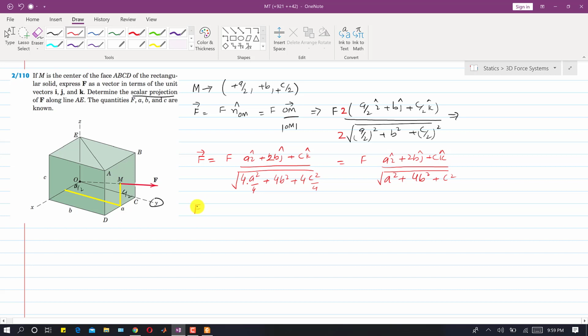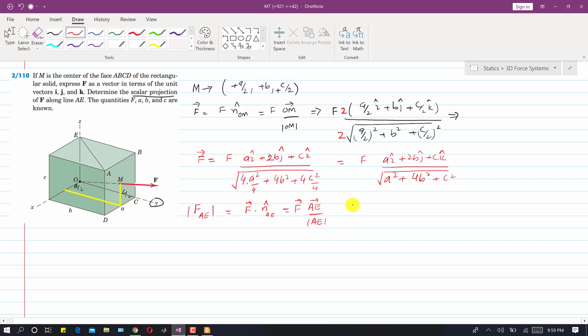Now we will find the projection of F along line AE. So it will be F_AE, right? And we will find the magnitude. So it will be equal to the F vector multiplied by the unit vector AE, right? And it will be equal to the F vector multiplied by AE divided by the AE magnitude, right?